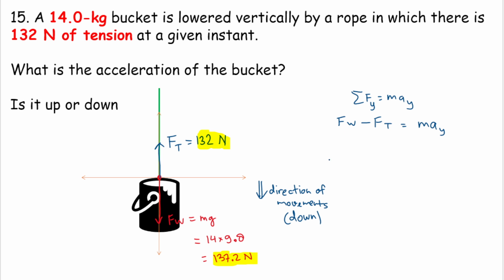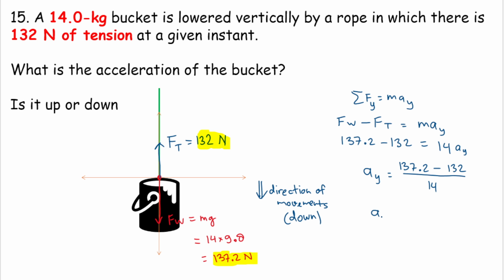Okay, and so the weight here is 137.2, minus 132, and that will equal the mass, which is 14 kilograms, times a in the y direction, the acceleration. So we can isolate the acceleration here, and that will be 137.2 minus 132 divided by 14.